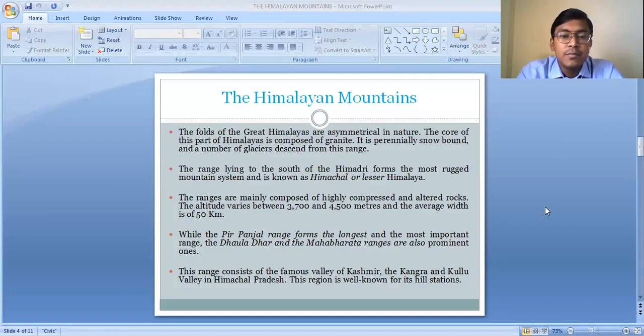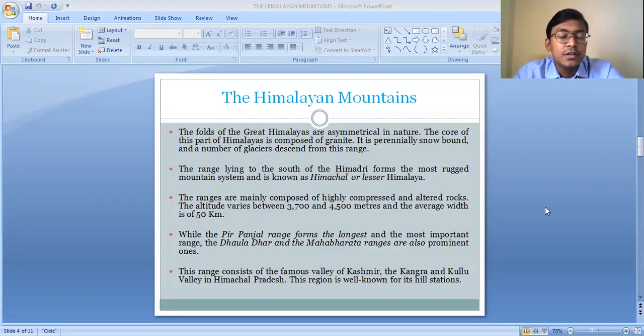The folds of the Great Himalayas are asymmetrical in nature, and the core of this part of the Himalayas is mainly composed of granite. So the Greater Himalayas, also known as the Himadri or Inner Himalaya, is mainly made up of granite rocks, and it is perennially snowbound. Perennially snowbound means it remains covered with snow throughout the year, and a number of glaciers descend from this.